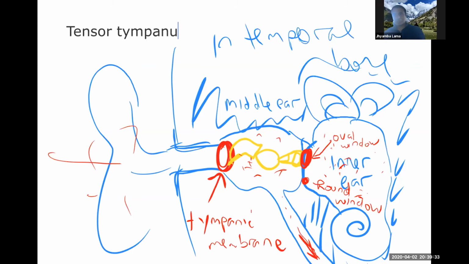Where would you equalize the pressure in the middle part of the ear? Hold on, let me type this up and then I will get to you here. Yeah, the middle ear, right here.